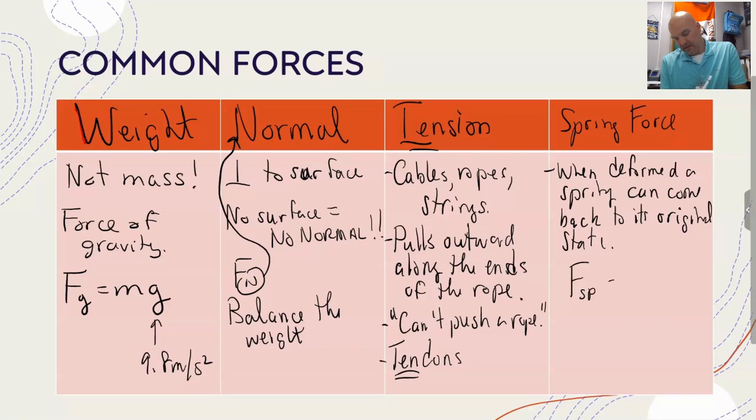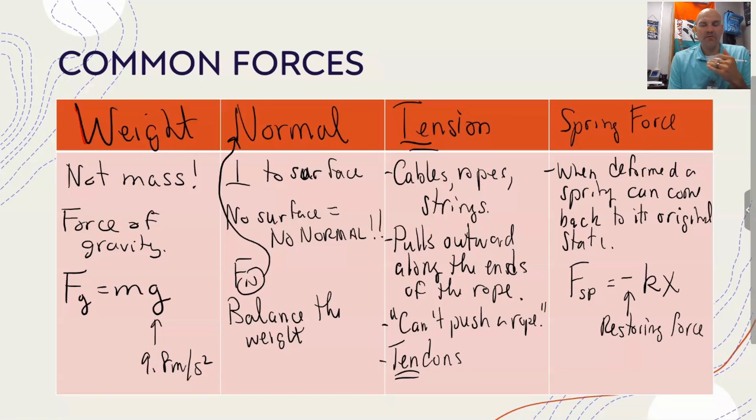So F sub S is going to be negative Kx, and this negative sign is what we call a restoring force. So what that means is that it wants to come back to its equilibrium or its 0 point. So anytime that an object is pulled away from that point, it wants to come back to that. And so the spring force will restore back to equilibrium.